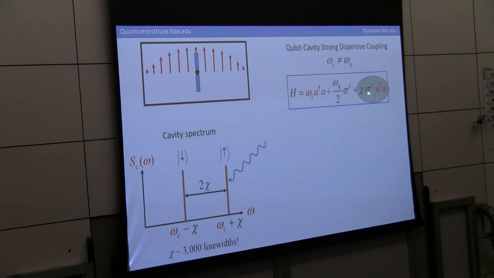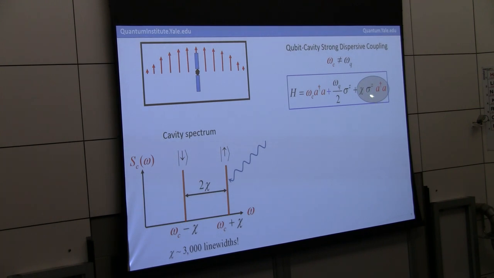which is a coupling between sigma z, whether the qubit is in the ground or excited state, and the number of photons in the cavity, with some dispersive coupling chi. Because the transition dipole moment is so big, this chi is gigantic. It's about 3,000 line widths of the cavity. That's very helpful.